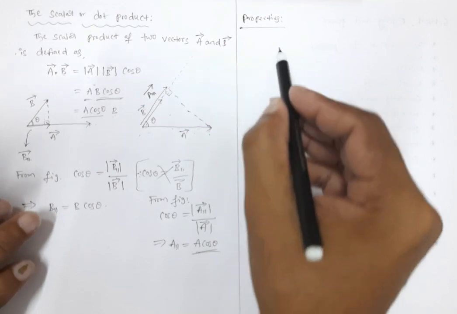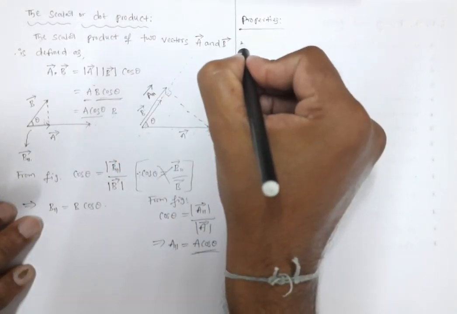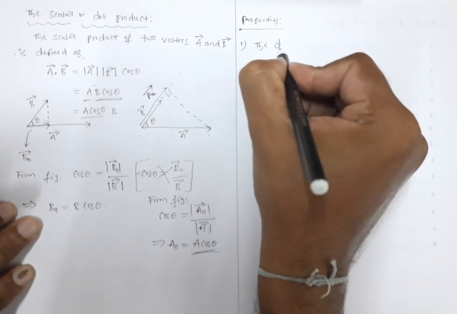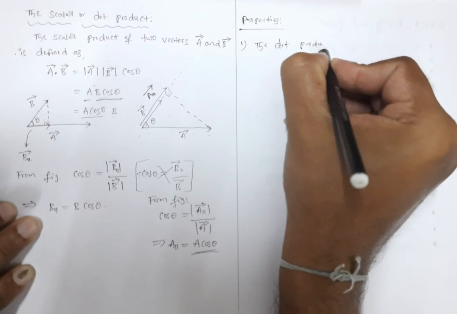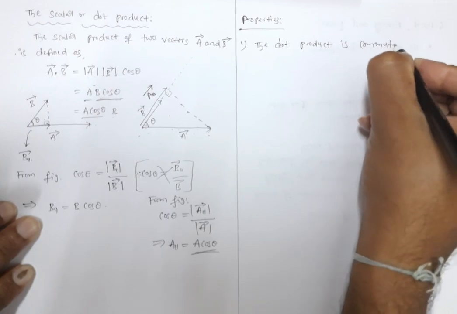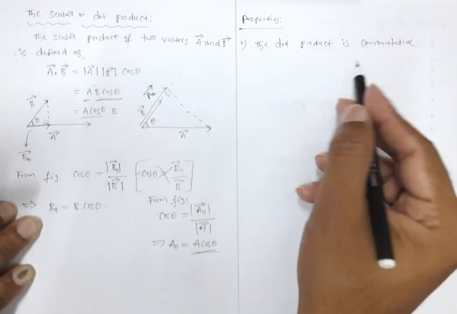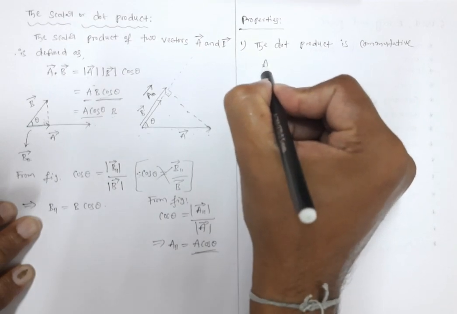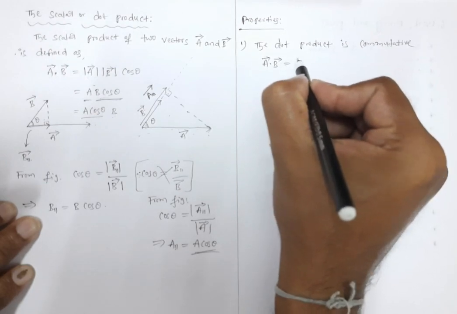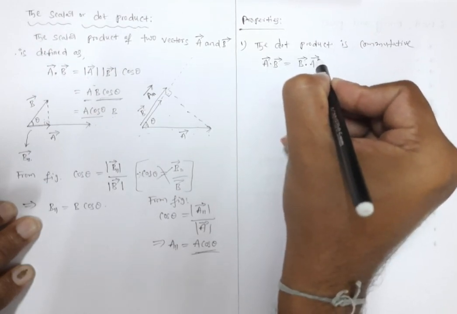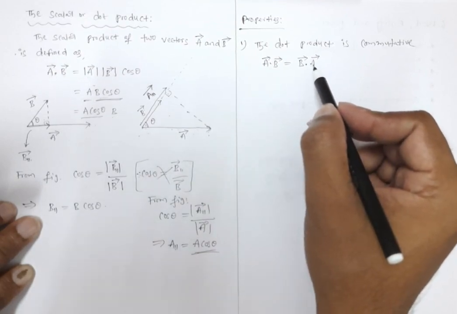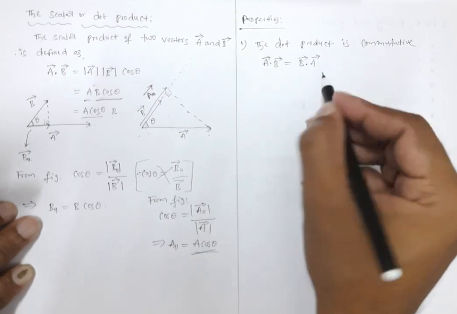Let us see the properties of dot product. The first property is that the dot product is commutative. That means A bar dot B bar is equal to B bar dot A bar. These two are the same. When you take A bar dot B bar or B bar dot A bar, in both cases you will get the same result. So that's why we can say the dot product is commutative.